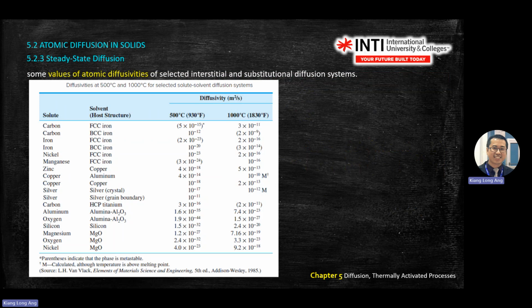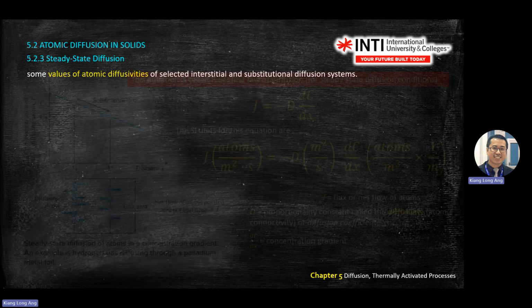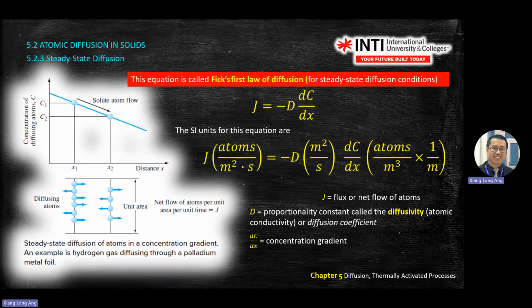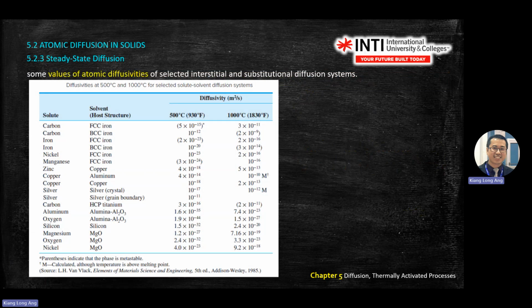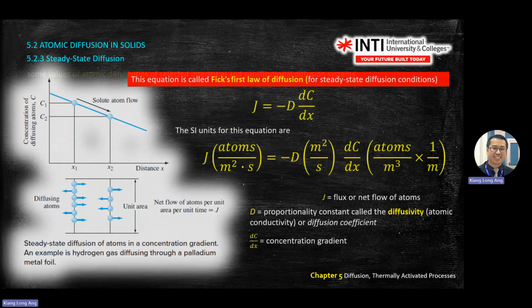So this is the table. They give you different temperatures, 500, 1000 Celsius, and the diffusion rates. What is diffusion? Diffusion is this one, the D value. You see this table, there is a very high chance you'll be tested on Fick's first law.